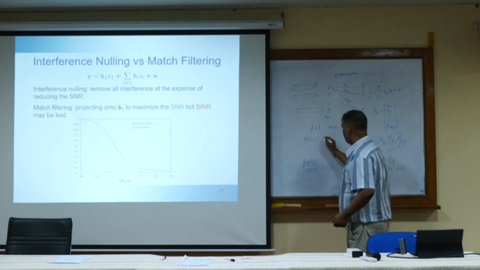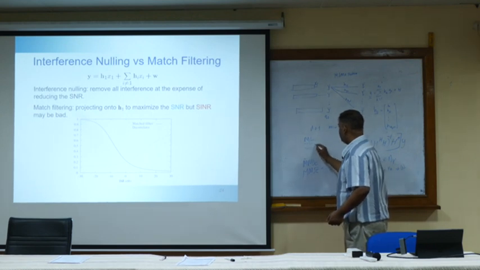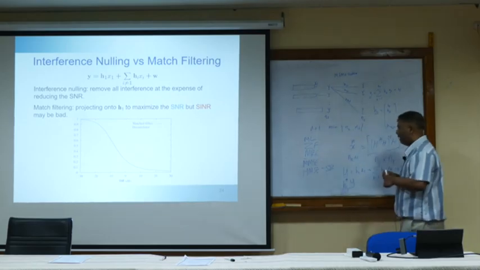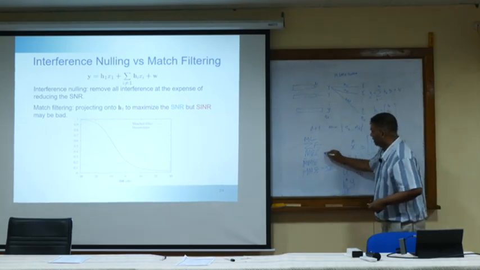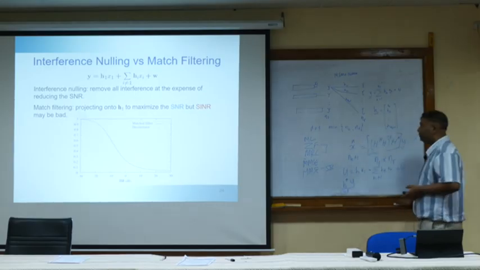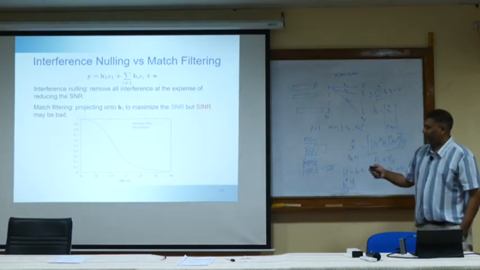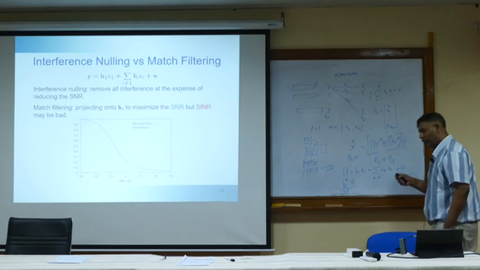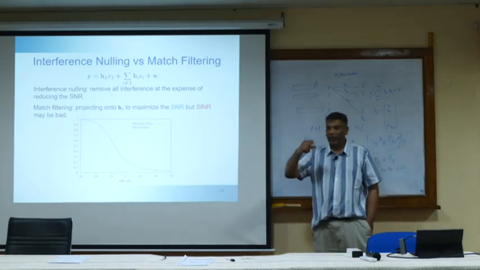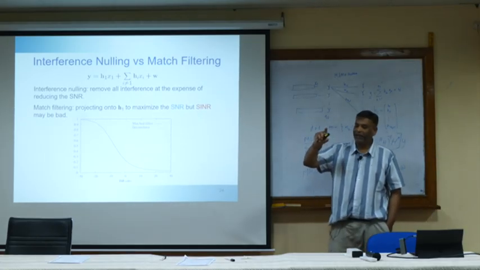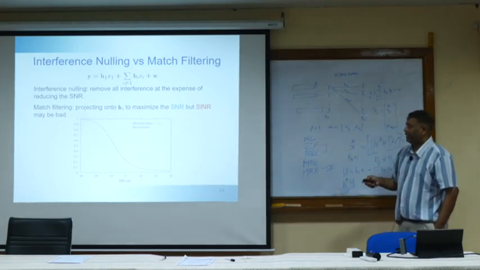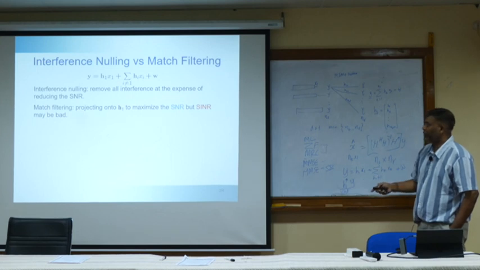Maximum likelihood is a nonlinear receiver, and then there are zero forcing and MRC, maximum ratio combining or match filter. We are now comparing these two in this slide. Interference nulling removes all the interference at the expense of reducing the SNR. I told you, when you project the signal, you end up dealing with a smaller receive signal, so your SNR is reduced.